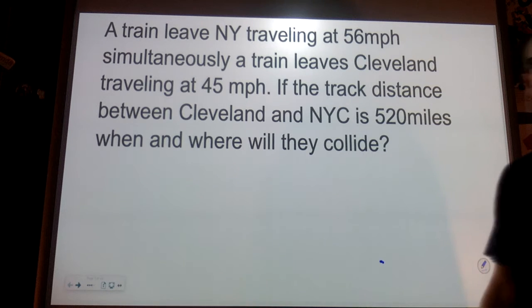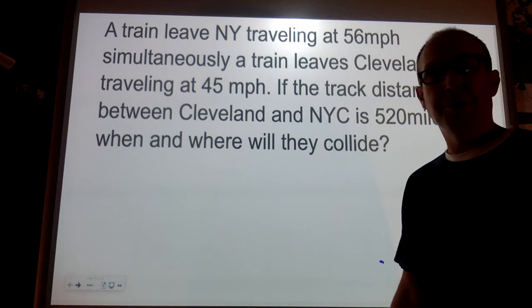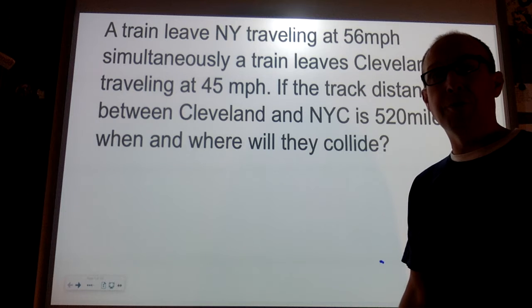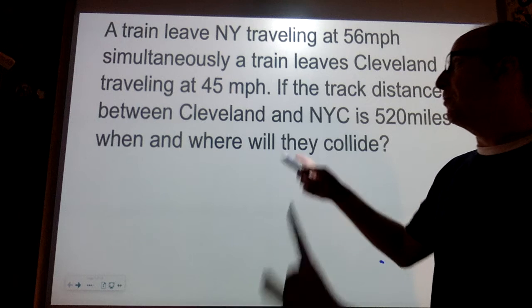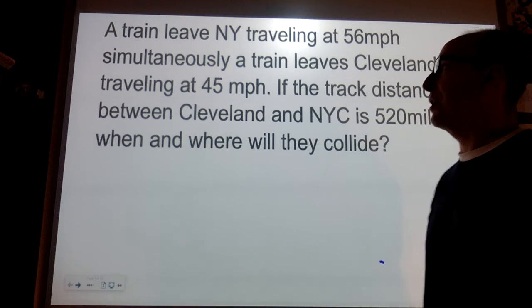Welcome back, guys. I'm going to start introducing you guys to two-dimensional motion. But before we do, I thought we would go over a one-dimensional motion problem that's a little bit more complicated. In this one, we have two objects moving towards each other.